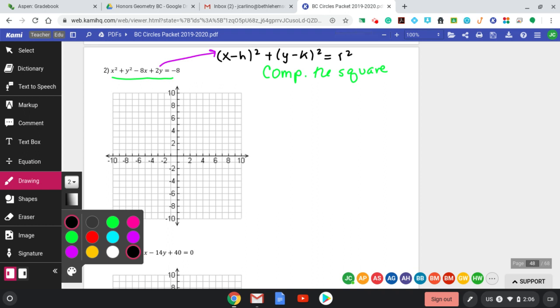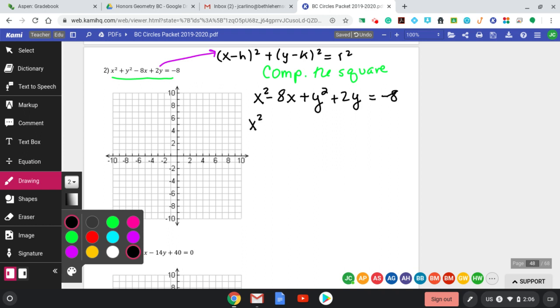Next thing, organize your x's together, organize your y's together. Here's what I mean: x squared minus 8x plus y squared plus 2y. Group your x squared and x terms and your y terms together. Leave that single number off to the other side of the equal sign. All right, now we're going to start completing the square. Here we go.